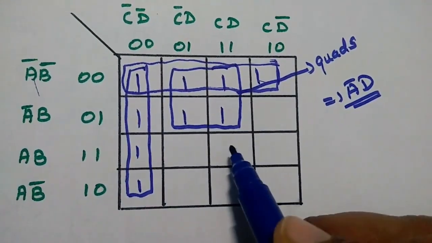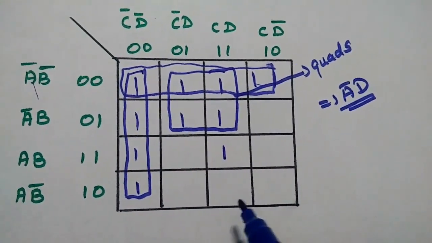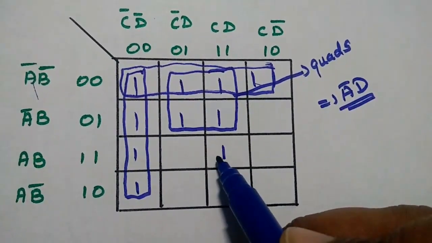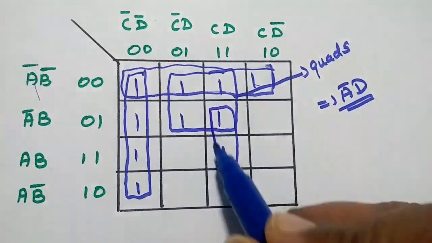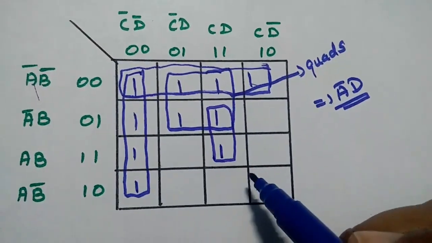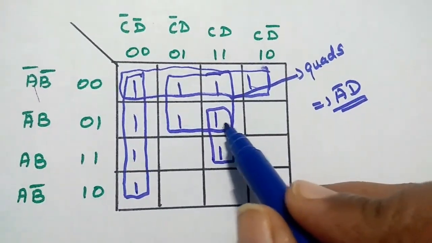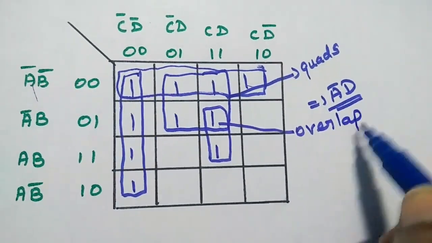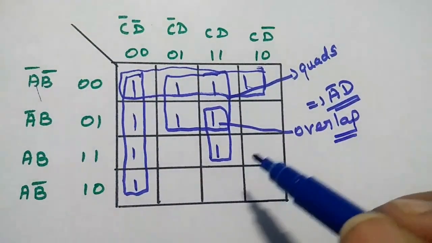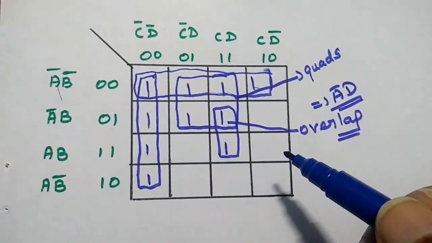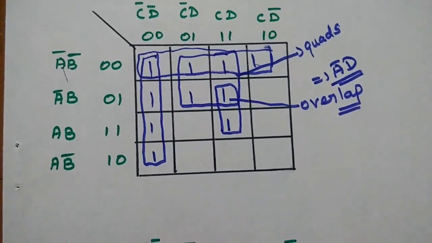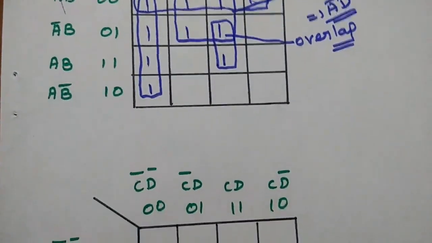There is only one in this place. What will happen? We can connect this one with this next adjacent cell. So here overlapping is allowed. This is the overlapping method. Okay, so overlapping is allowed in the K-map method. So whenever we are going to solve the problems, you can understand it in a better way.